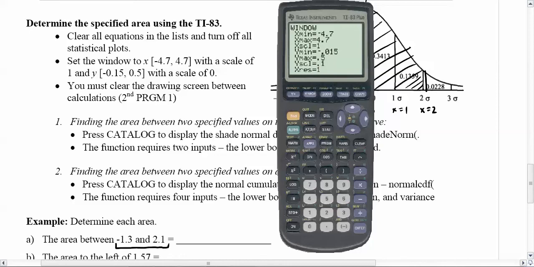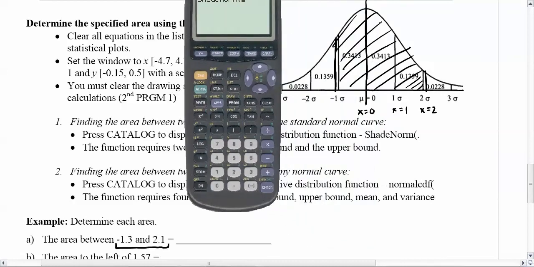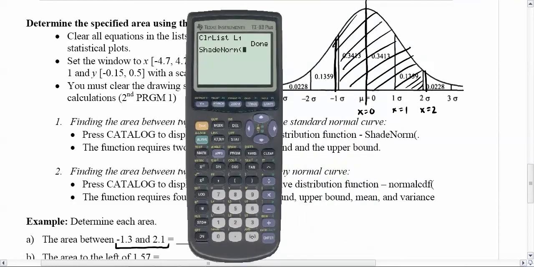Point 1. So now go to your catalog, second 0, and choose S right beside the 4, and go down to shade normal. There it is, shade normal. And the first thing that we plug in is this lower bound, negative 1.3, and then comma, and then the upper bound, 2.1.